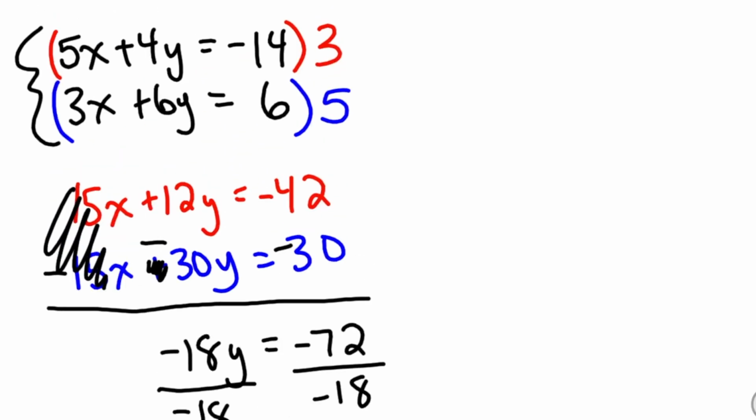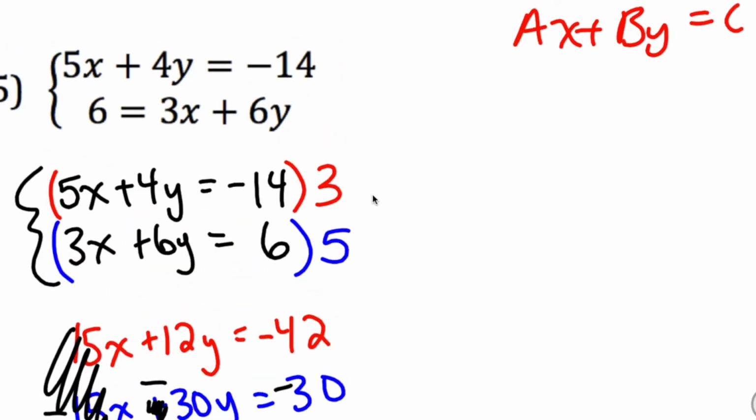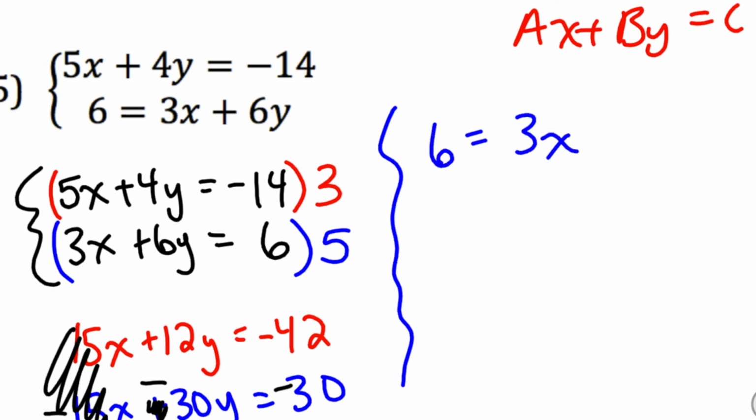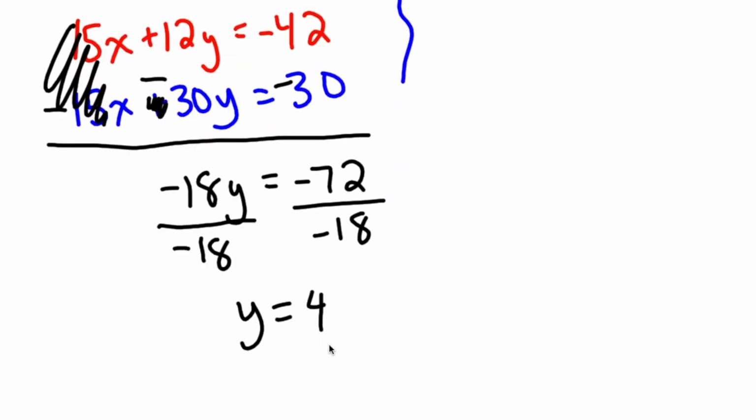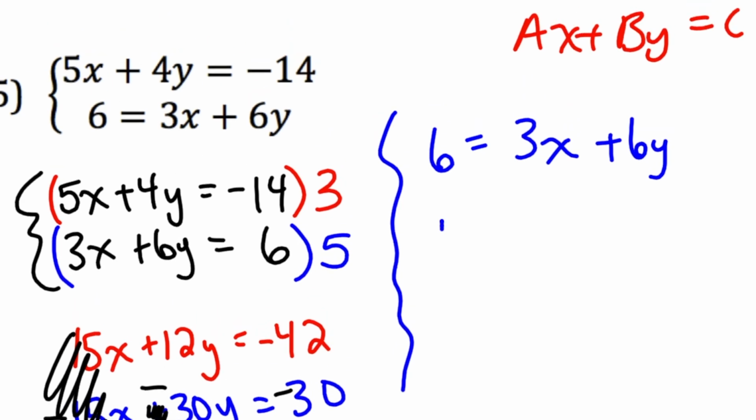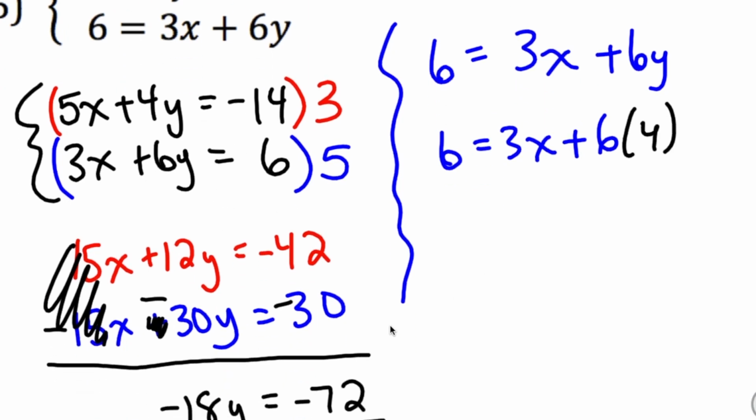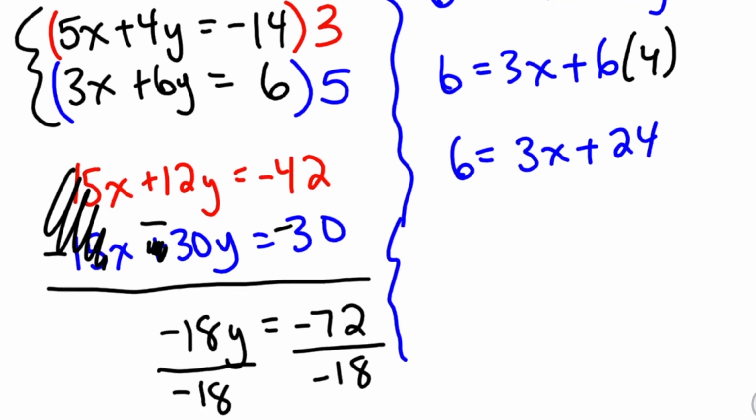Let's bring that number back up to one of my originals. Does not matter which one you choose. I'm going to use the bottom one this time. 6 equals 3x plus 6y. I know I just solved here y is 4. So 6 equals 3x plus 6 times 4. Now let's go through and solve this. 6 equals 3x plus 24.